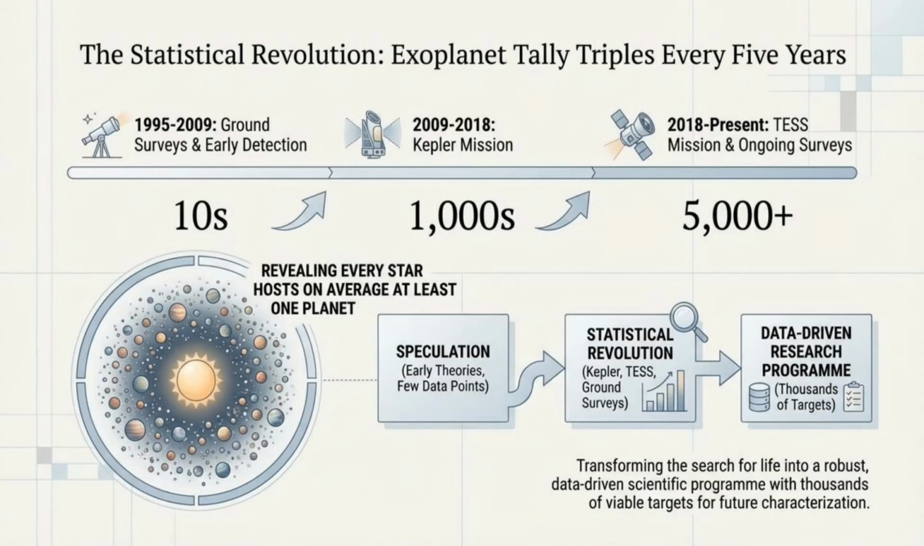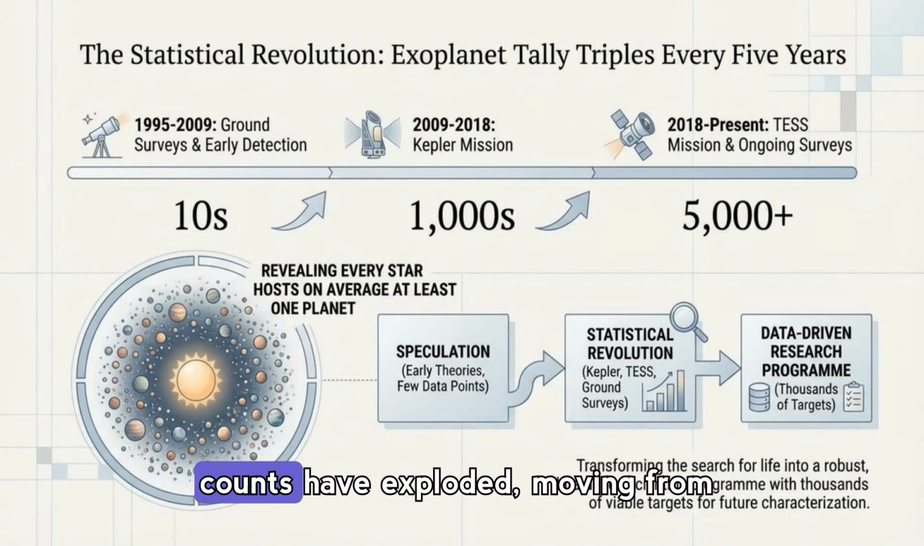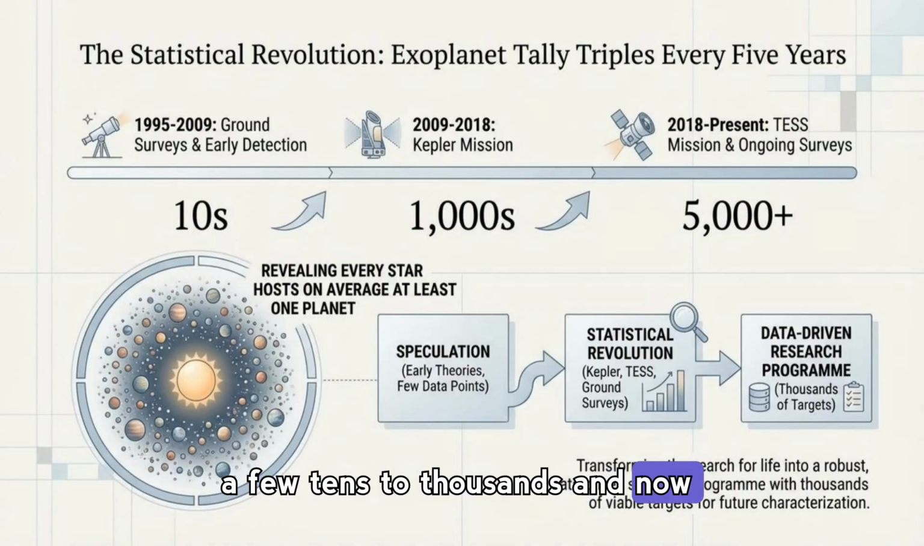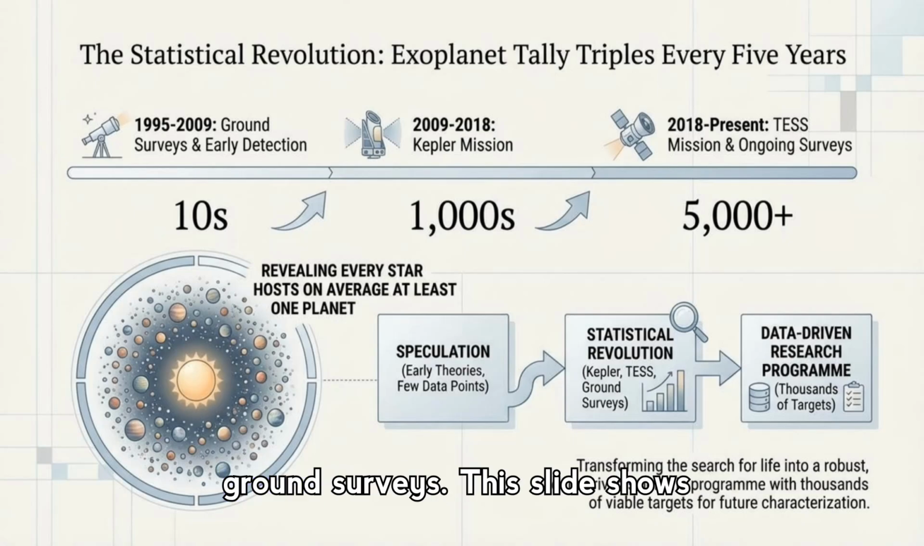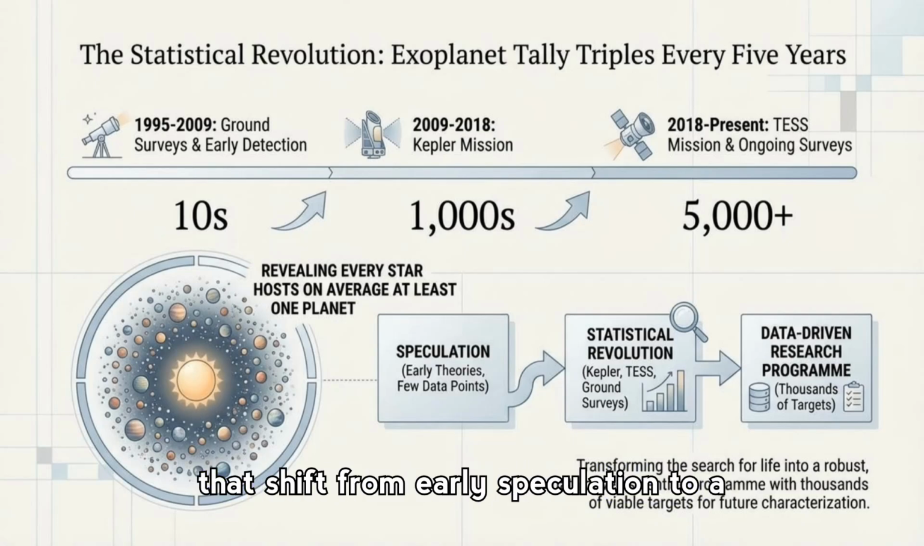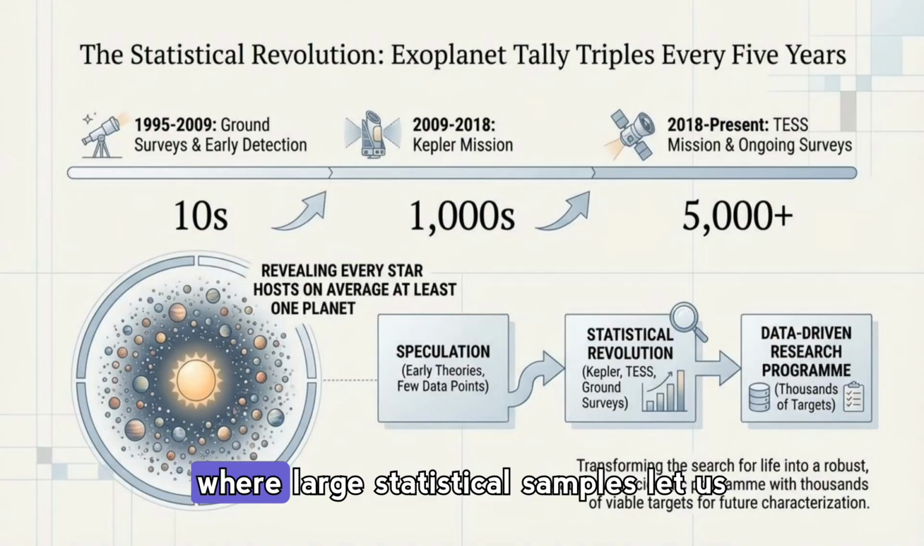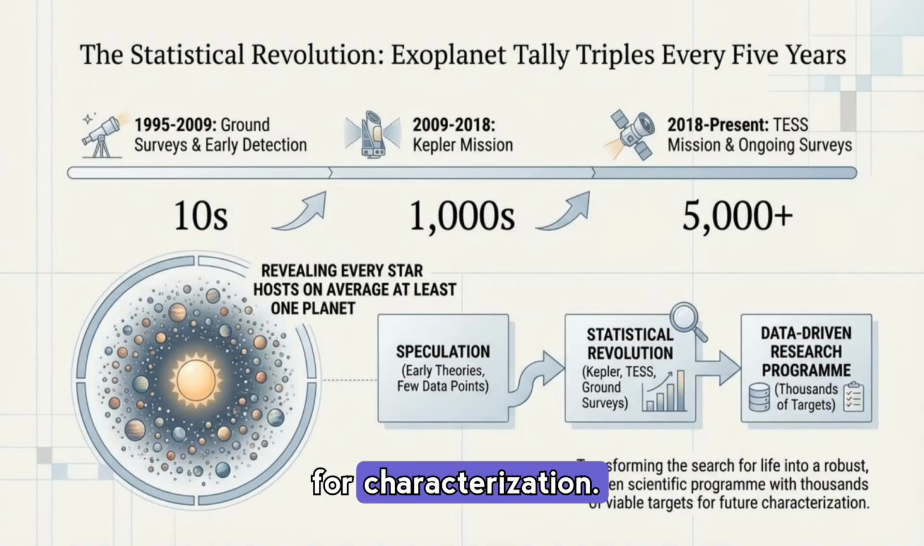Over the past decades, exoplanet counts have exploded, moving from a few tens to thousands, and now into the thousands plus, thanks to missions like Kepler and TESS and ground surveys. This slide shows that shift from early speculation to a data-driven research program, where large statistical samples let us plan targeted follow-up and prioritize the most promising worlds for characterization.